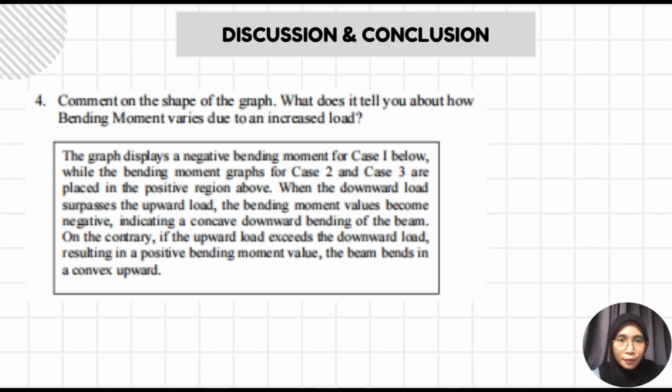For question number 4, the graph shows negative bending for case 1 and positive bending for cases 2 and 3. Negative values indicate concave downward bending when the downward load exceeds the upward load. Conversely, positive values indicate convex upward bending when the upward load surpasses the downward load.